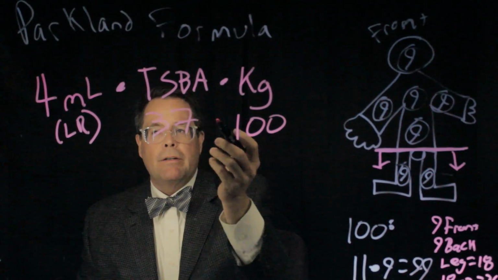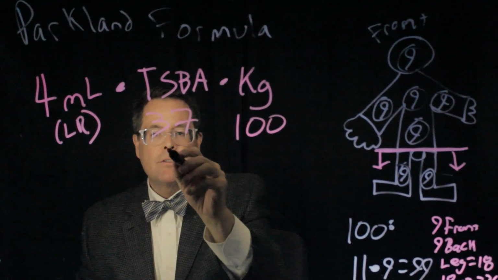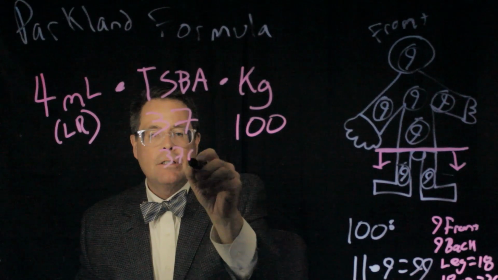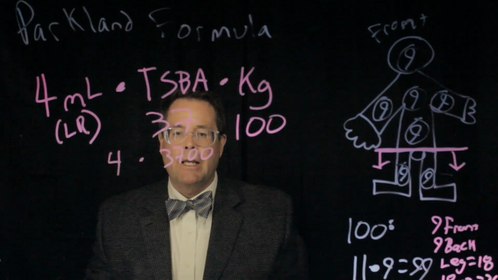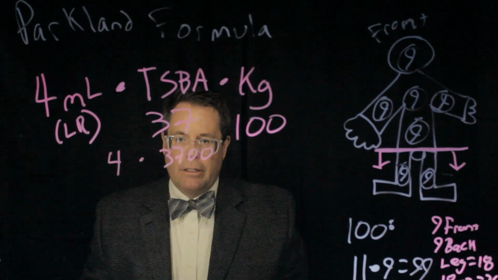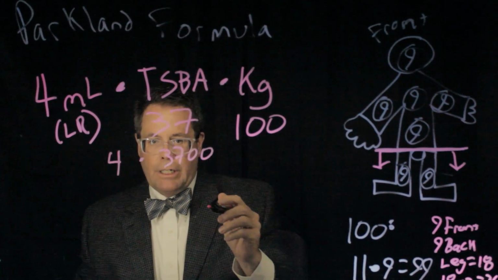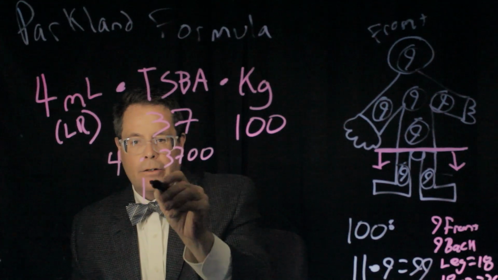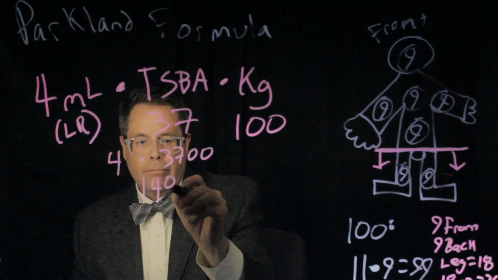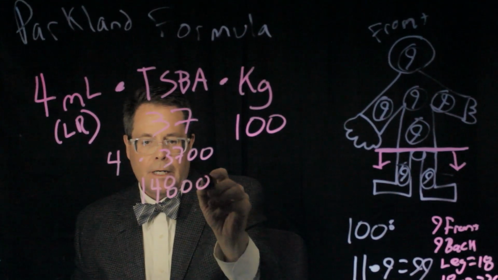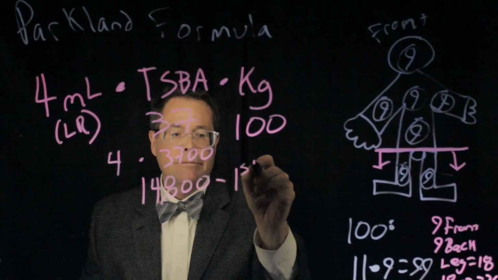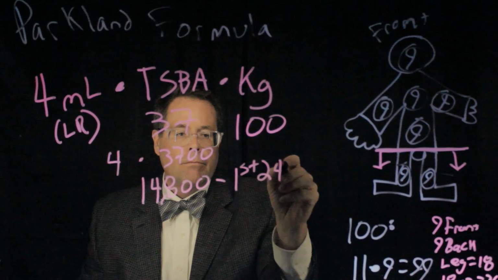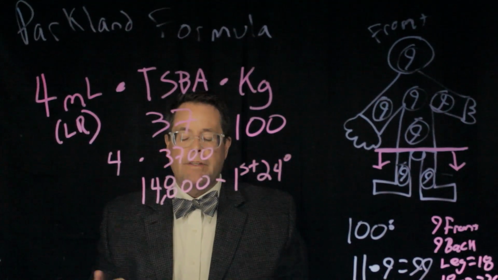So we know then we can just do our math here. 100 times 37 is going to be 3,700. Multiply this times 4. I'm going to have to do this in my head real quick. 14,800 milliliters. That's how much fluid we're going to need to give him, and then this is in the first 24 hours. So that's a lot of fluid.